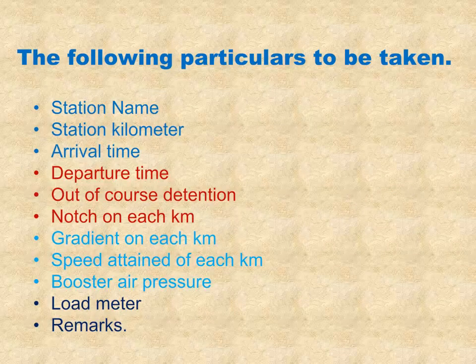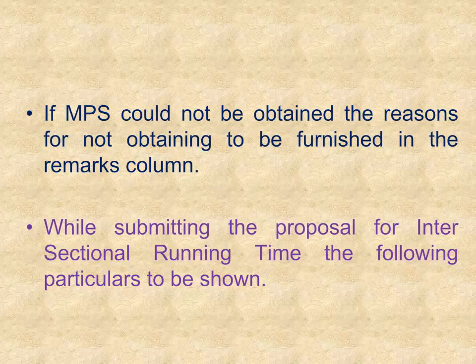The following particulars are to be taken: station name, station kilometer, arrival time, departure time, out of course detention, notch on each kilometer, gradient on each kilometer, speed attained at each kilometer, booster air pressure, load meter, remarks, etc. If MPS could not be obtained, the reasons for not obtaining it are to be furnished in the remarks column.